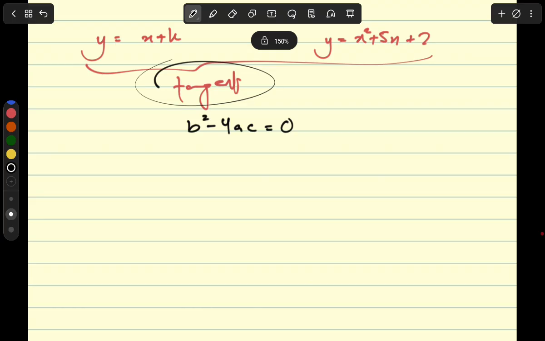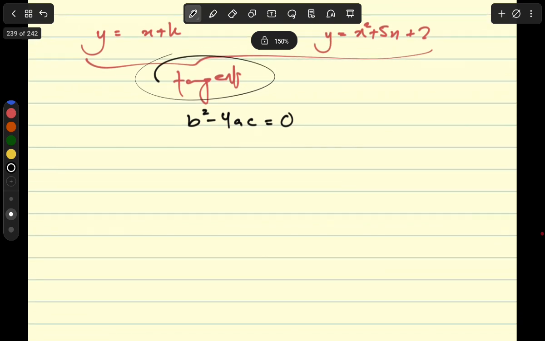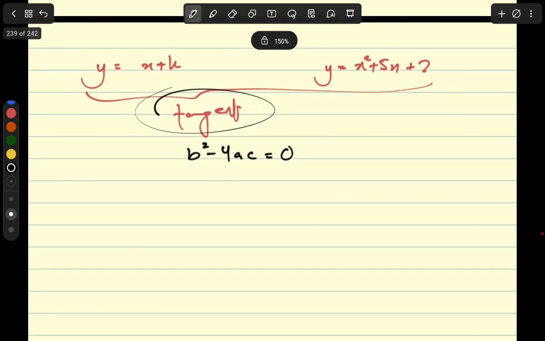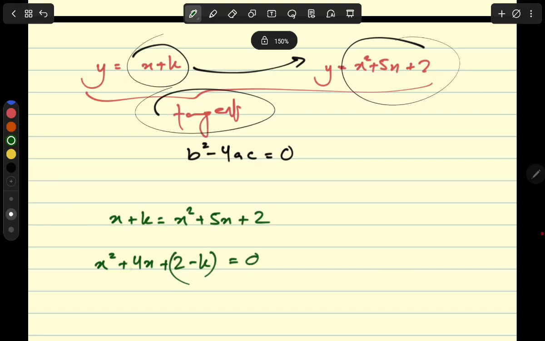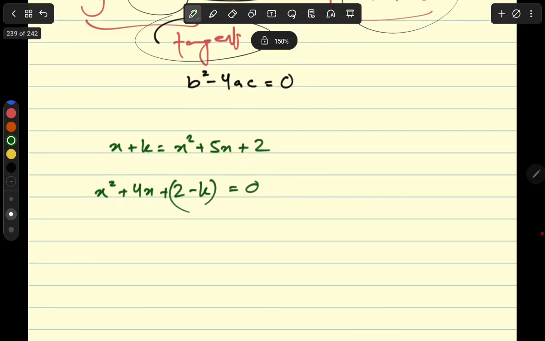A point of intersection must satisfy both equations, right? So the solution must exist here and here as well. I'm just getting into slightly more depth. Instead of solving them separately, I'm going to substitute the line into the curve. So I can substitute right here. This becomes x plus k. So x plus k is equal to x squared plus 5x plus 2, and taking everything to one side, this becomes x squared plus 4x plus 2 minus k. So 2 minus k is my c, plus 4 is my b, and 1 is my a.